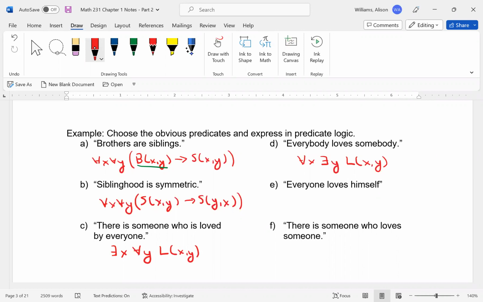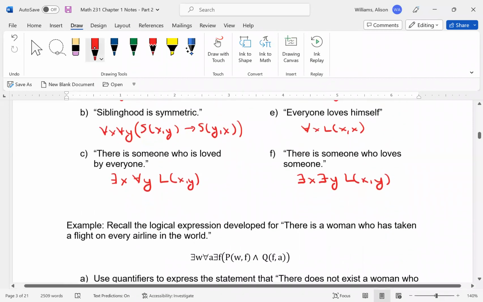Everyone loves himself. So every person out there is loving themselves. And there is someone who loves someone. So there's someone out there who loves somebody else. There we go. That's how we would write that.